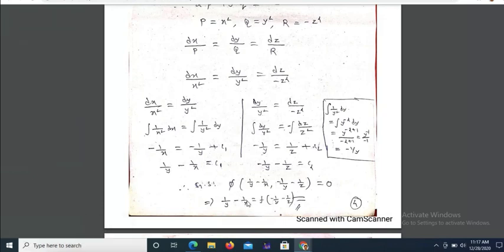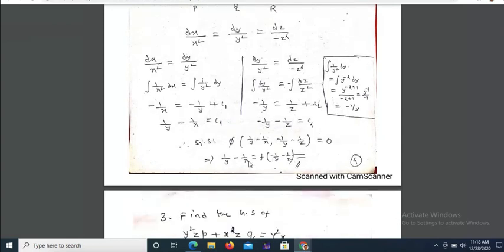For an arbitrary function, I can write the first term or second term, left to you. You can write it like this: 1 by y minus 1 by x equals f of 1 by y minus 1 by z.